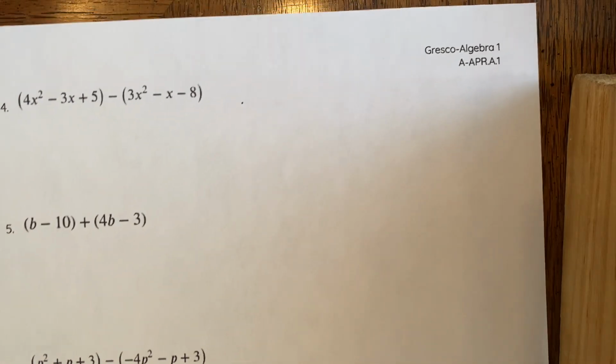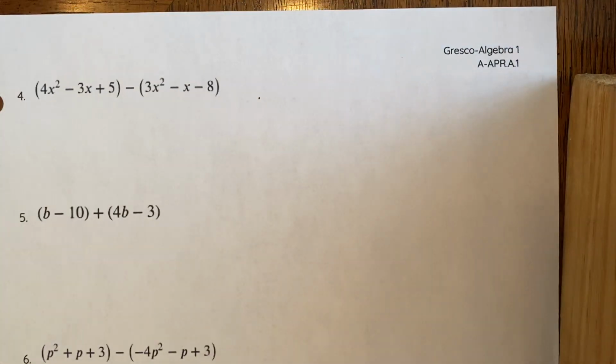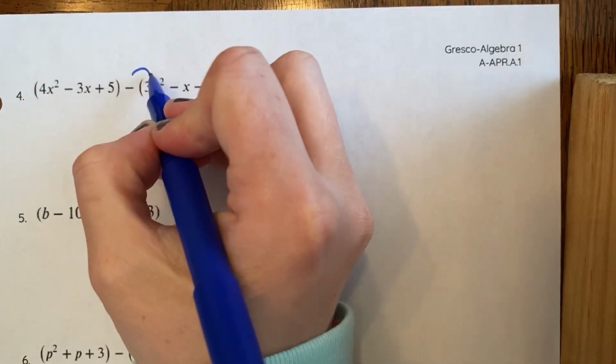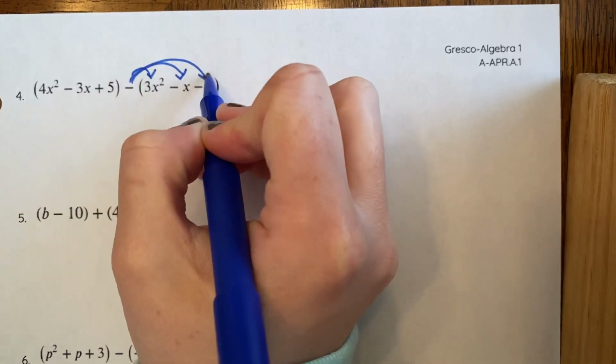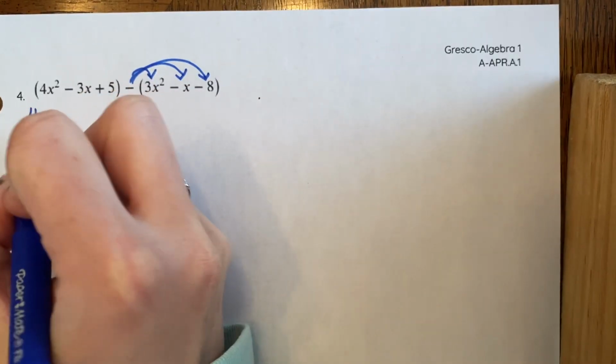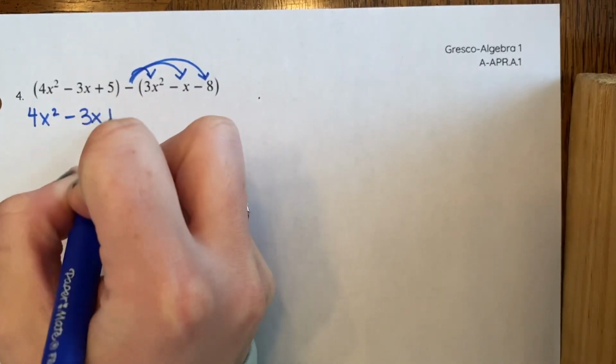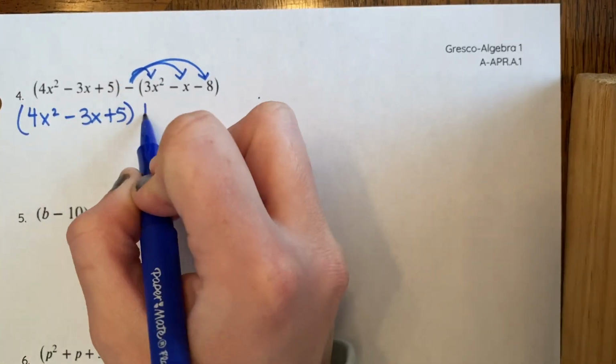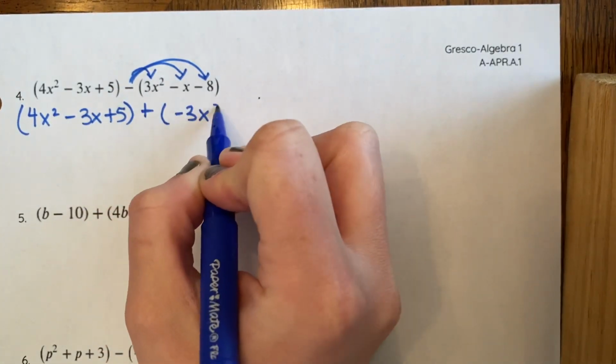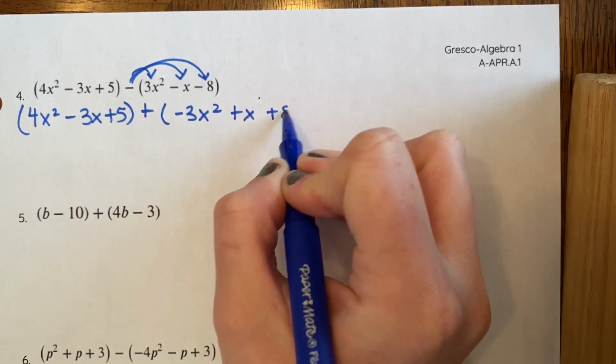So what we want to do, again, in number 4, is take this negative and distribute it to everything in the second set of parentheses. So we'd have a 4x squared minus 3x plus 5. Then become a plus a negative 3x squared plus x plus 8.